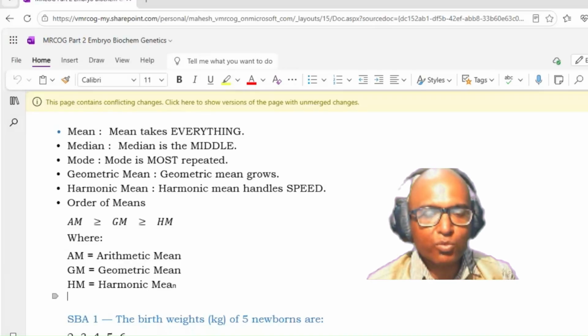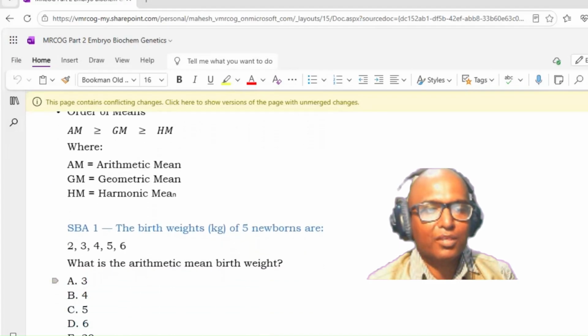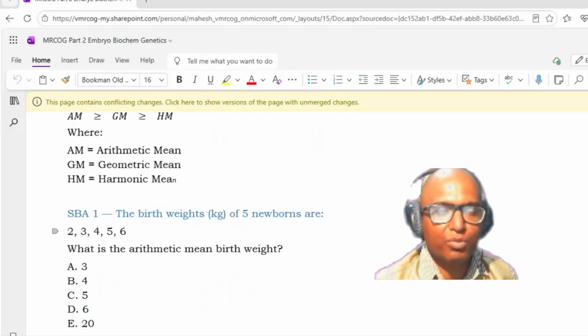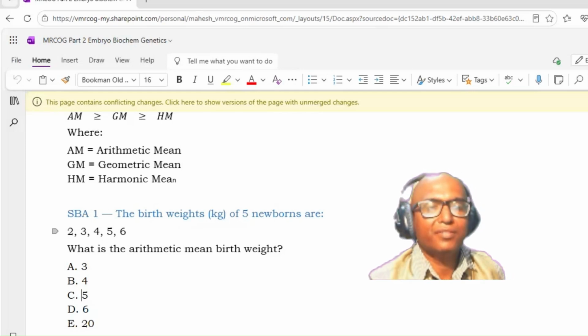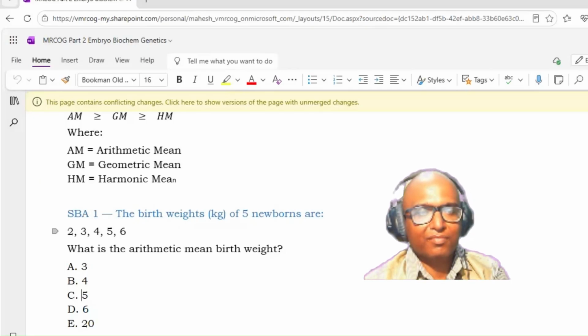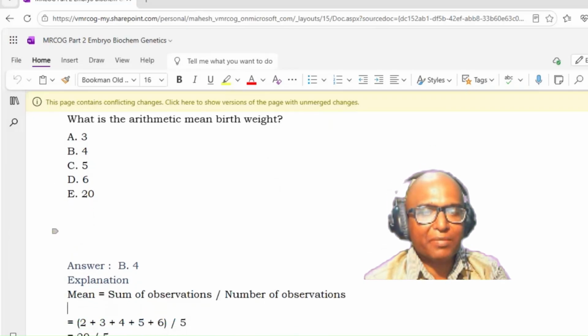Now we have got certain SBA questions. Now we will solve these questions together. So the first question, who wants to answer? Calculate the arithmetic mean. The birth weight of 5 newborns in kg is given: 2, 3, 4, 5, 6. What is the arithmetic mean? 20 divided by 5, 4. Option B. Yes. The mean is the sum of observations divided by the number of observations.